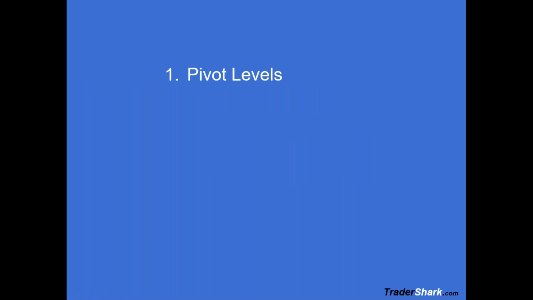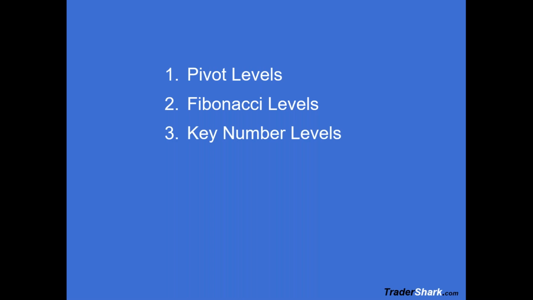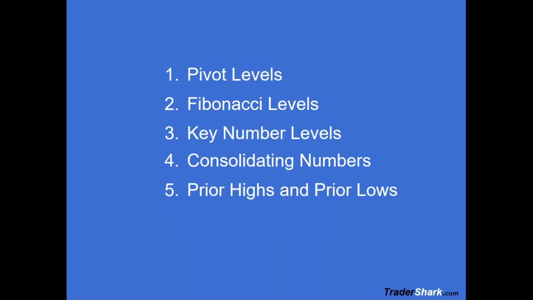There are pivot levels. There are Fibonacci levels. There are key number levels. I don't use any of these. There are consolidating numbers. I use more of that, consolidating numbers. Prior highs and prior lows. I'll tell you how that's a myth. I'll show you. Everybody goes, ooh, buy off the prior highs. Or if you're pulling back into that, buy off that. Be careful. You've got to have specific rules for when to buy off of those or when to penetrate them.